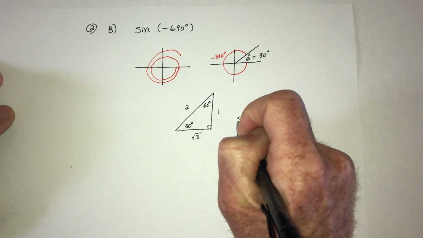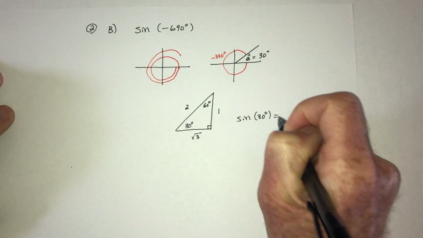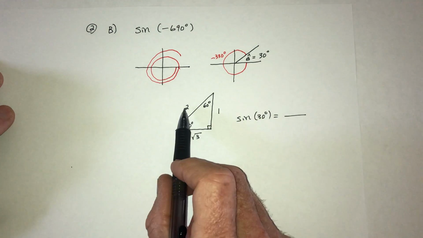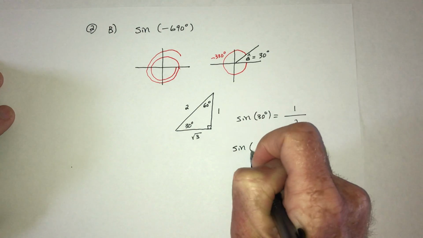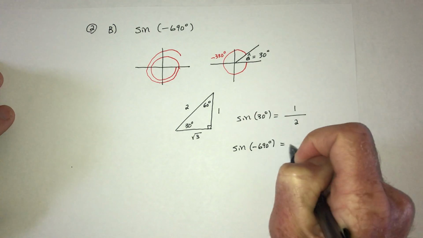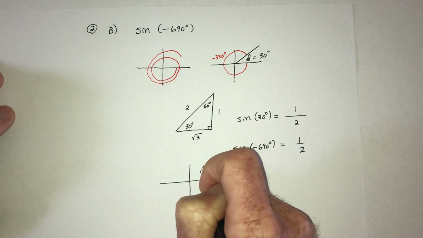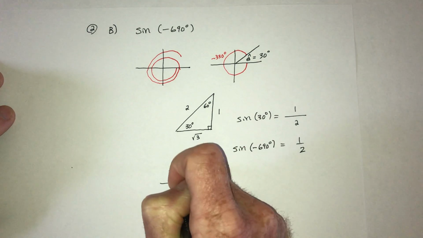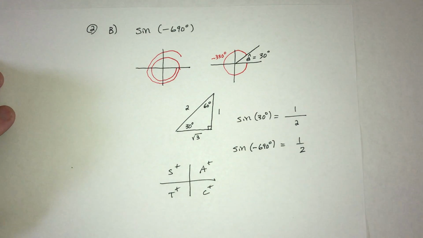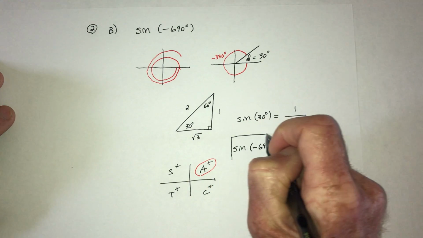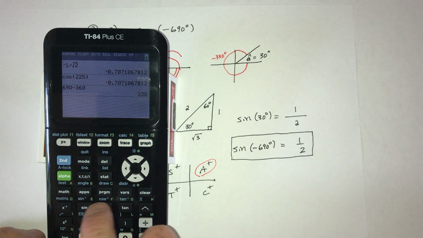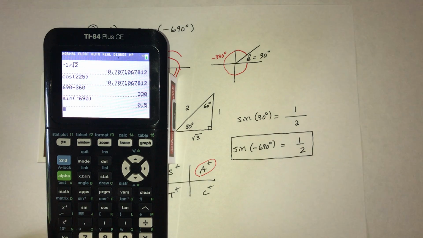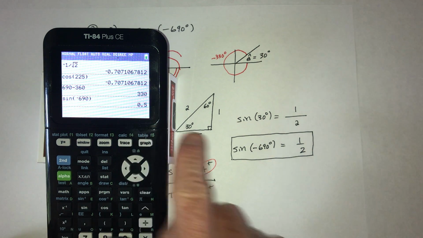How much is sine of 30 degrees? Sine is opposite over hypotenuse. Then sine of negative 690 degrees has to equal the same fraction. In a smart trig class, this is where they are positive. This angle ended up being in quadrant 1, and all of the trig functions are positive in quadrant 1. So that means this is my answer. Let's see: how much is sine of negative 690? It equals 1/2, and it's positive. I got it right.